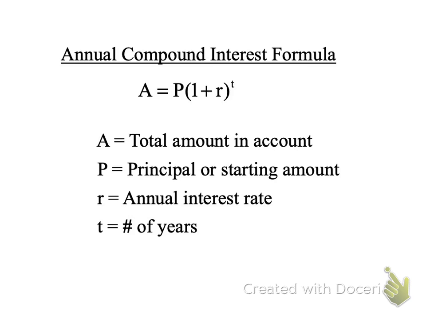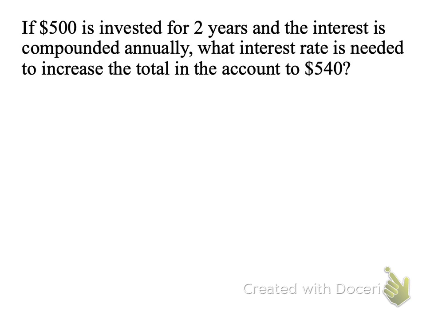Okay, let's try the next section. So I'm going to use the formula. If $500 is invested for 2 years and the interest is compounded annually, what is the interest rate needed to increase the total in the account to 540? So where would I put my 500? If 500 is invested, that is your P, your principal. Good. So we're going to do 500 here. Okay, for 2 years, where does that go?